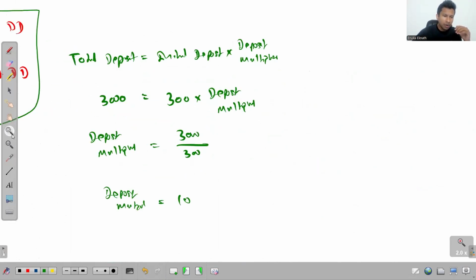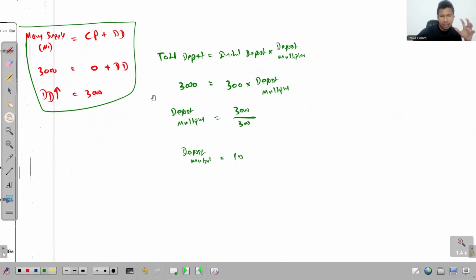So we found, see, this is the sequence. This is the order of doing this thing. So we first found the increase in total deposit. So you recognize that to be 3,000 and then you just check how could that happen. See, the total deposits get increased by this initial deposit into deposit multiplier. So using this equation, we just found the deposit multiplier.